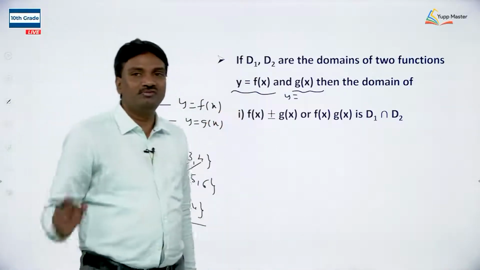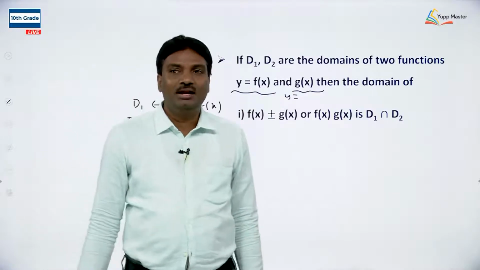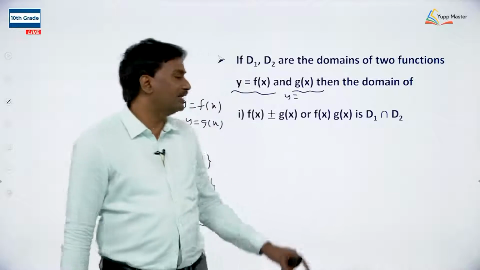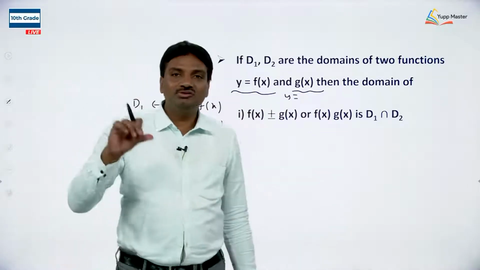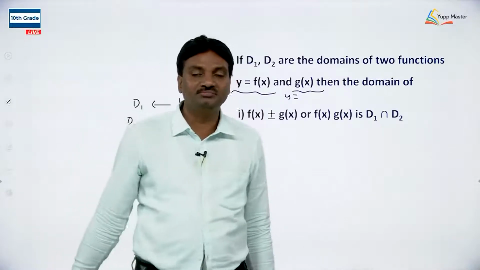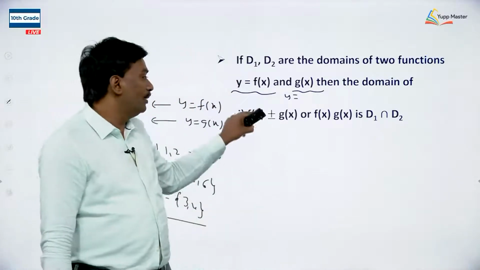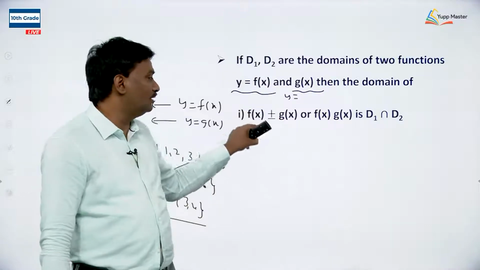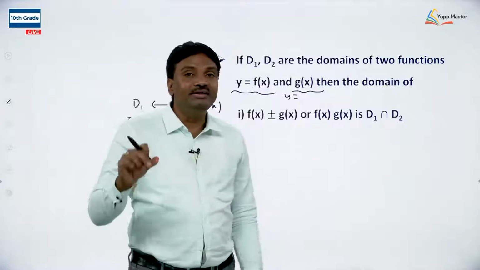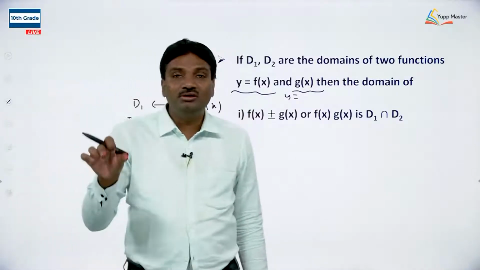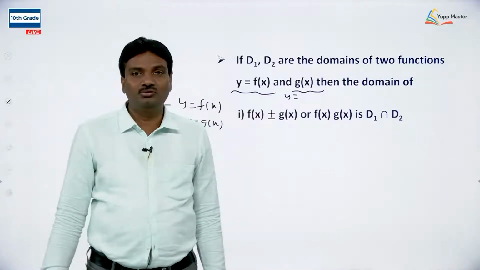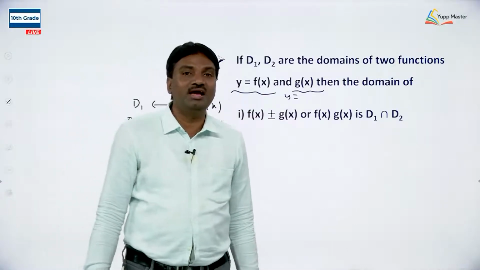Here also, if we suppose there are two functions, let us take the first function as y equal to f of x and the second function as y equal to g of x, and suppose that d1 and d2 are the domains of those two functions. Then the domain of f of x plus g of x, or f of x minus g of x, or f of x into g of x is d1 intersection d2. We have to take the common domain of f of x and g of x.